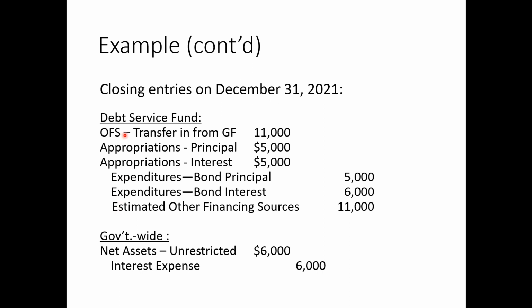Then we close all the expenditures and other financing source. We debit other financing source, we credit these two expenditures, and that's it. So for the same transactions, how do we do the government-wide statement? We would have recorded this one to close. Basically, we close the interest expense. This is the only expense we have, right? Close expense and debit, reduce net assets, unrestricted.